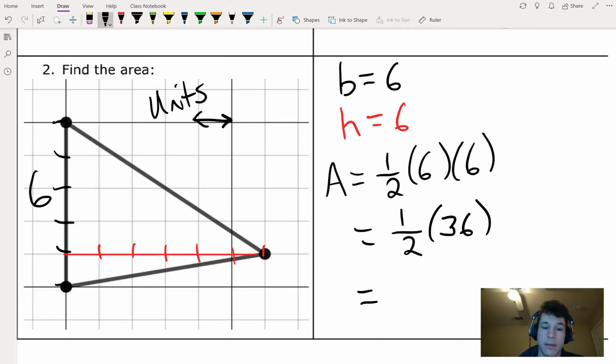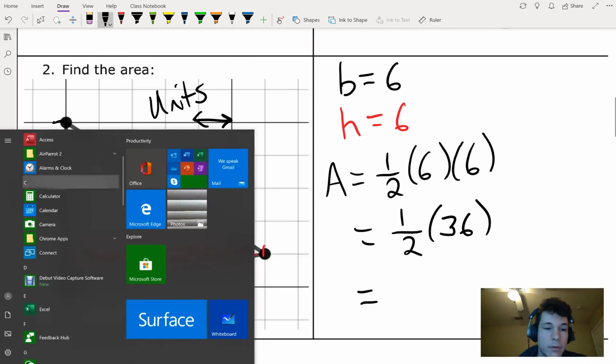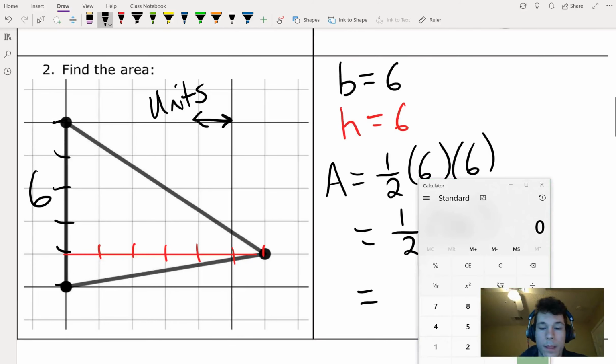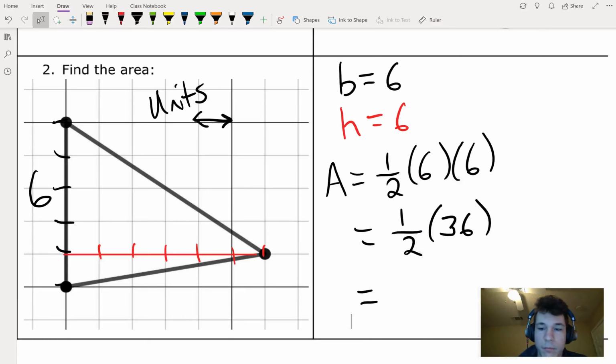I'm gonna guess. I'm guessing because I accidentally closed the calculator. Whoops. 36 divided by 2. 18. Perfect. This time I won't close it.